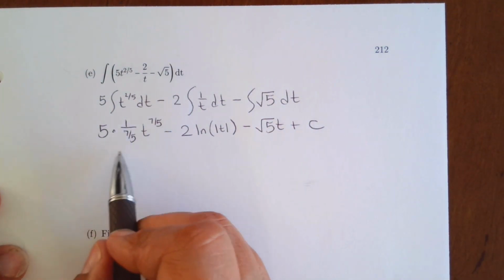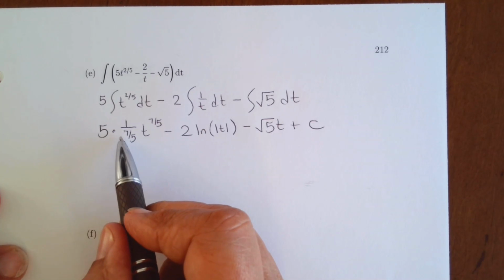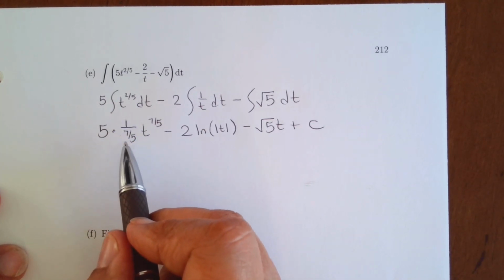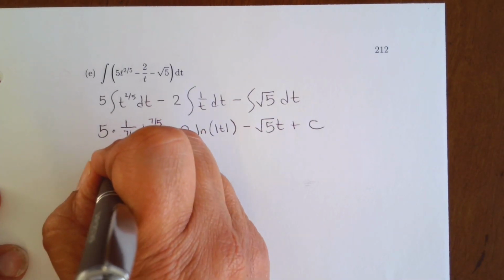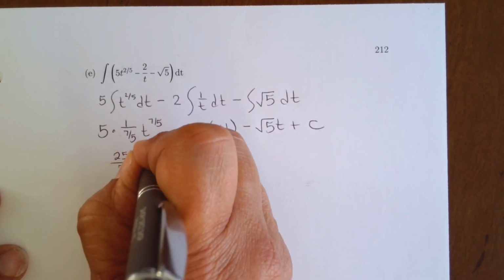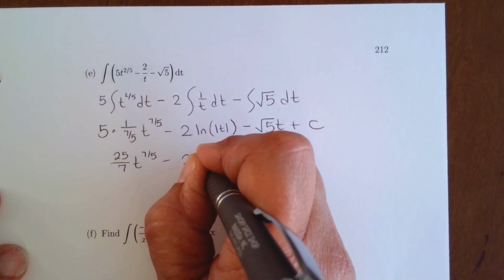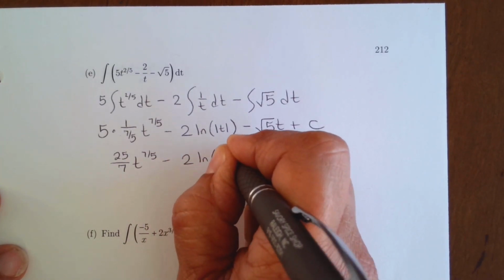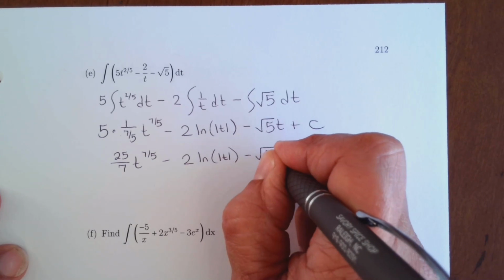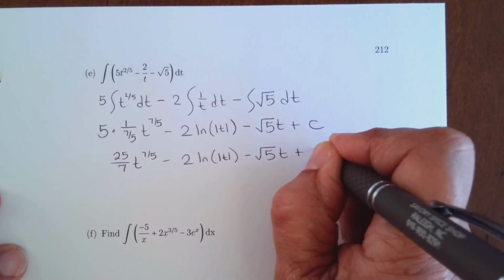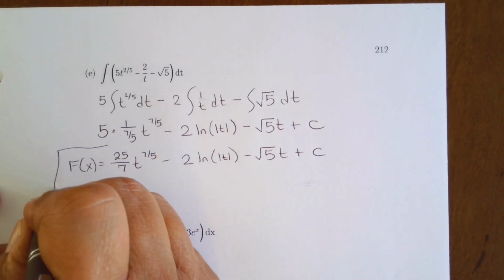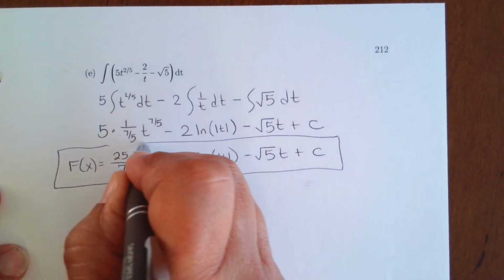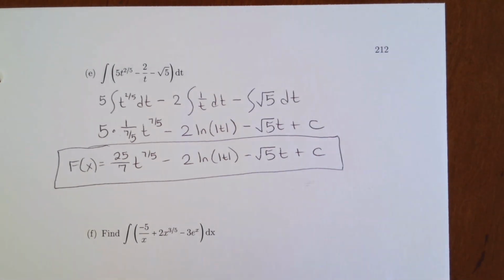All right, then we just have to simplify this. So again, 1 divided by 7/5 is 1 times 5/7. So that's going to make that 5/7 t to the 7/5 minus 2 natural log of t minus square root of 5t plus c. So that is your antiderivative. Okay? You can check that again. That is the antiderivative.